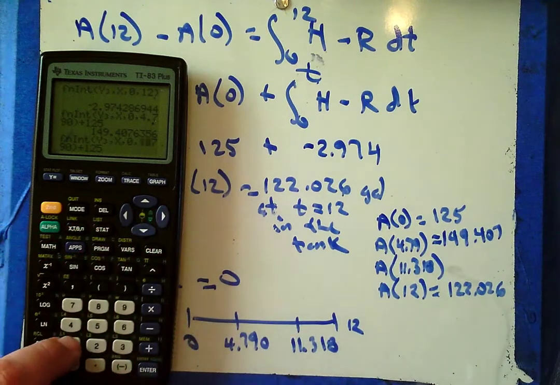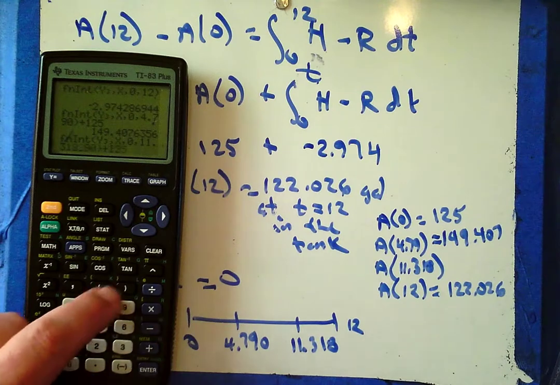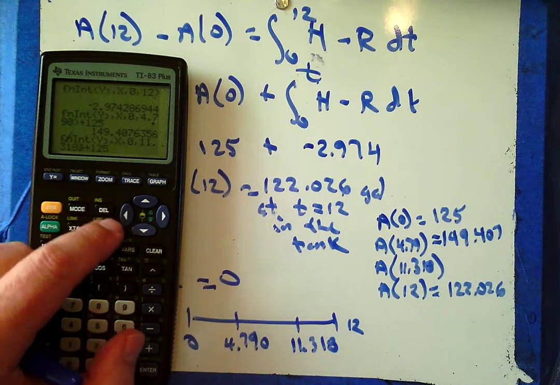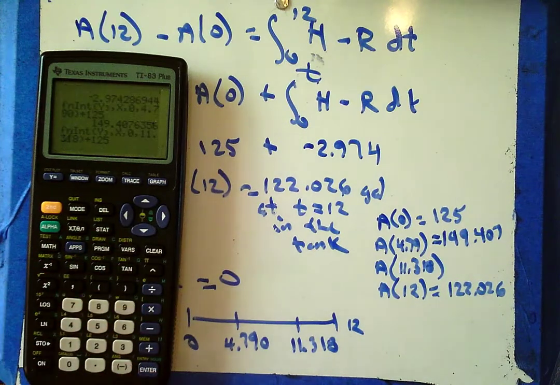And then if I check going out to 11.318, delete, bump.